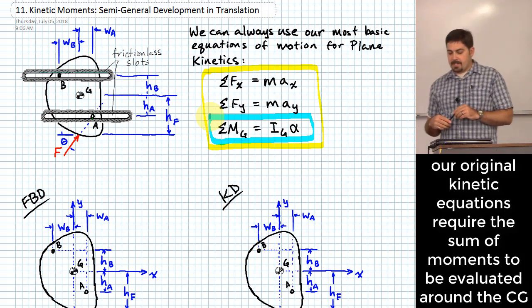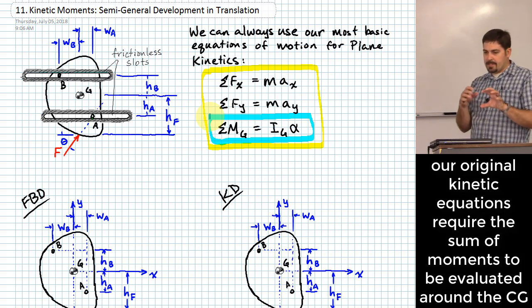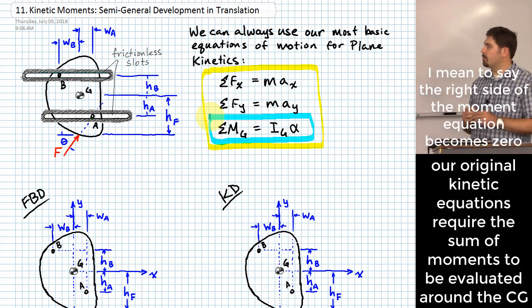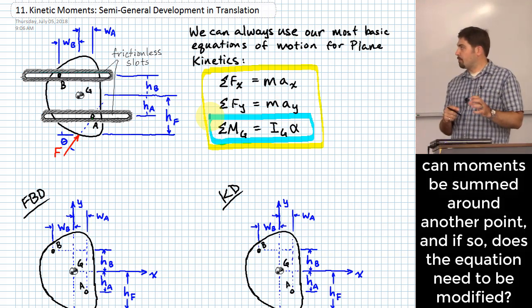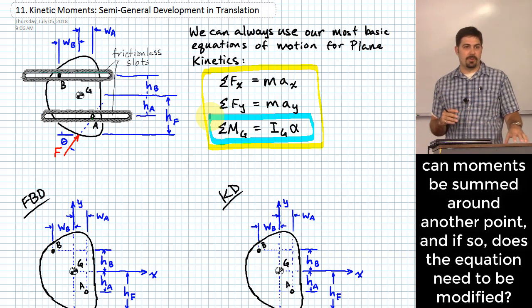Well, what's interesting about today's lecture is that by going to a pure translation, that last equation there, the moment equation, is one we're not using. And yet, when you sum those moments and set them equal to 0, if you decide to sum about some other point other than the center of gravity, it actually will mess you up unless you take something into consideration that we're going to look at today.